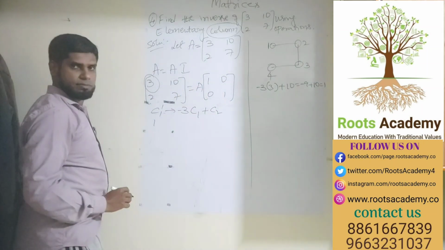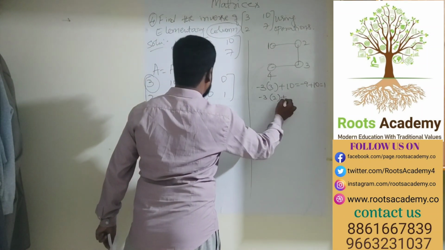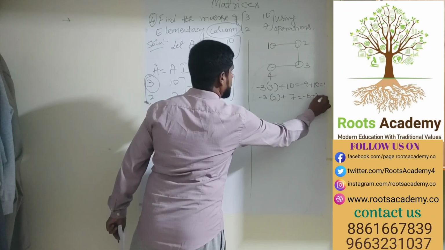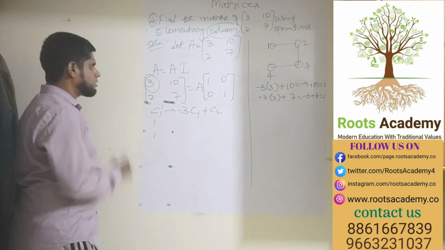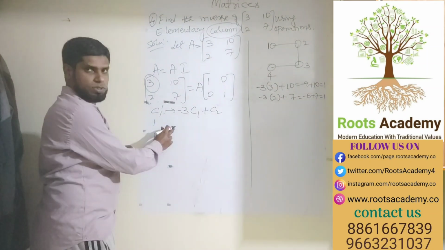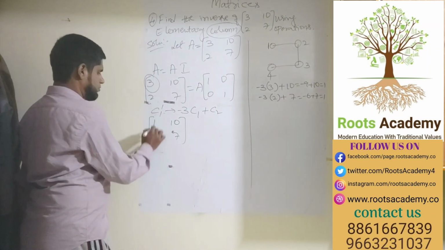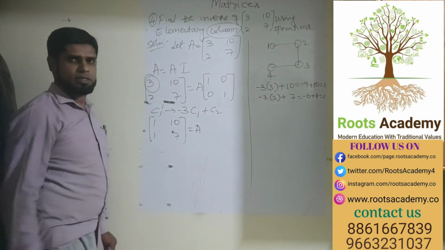Okay, 1 here. Next, 2 I have. Minus 3 into 2 plus C2 is 7. It is minus 6 plus 7, it is 1. This is the first column. Second column as it is. No changes in the second column. So 10, 9, 7. That is equals to A matrix.